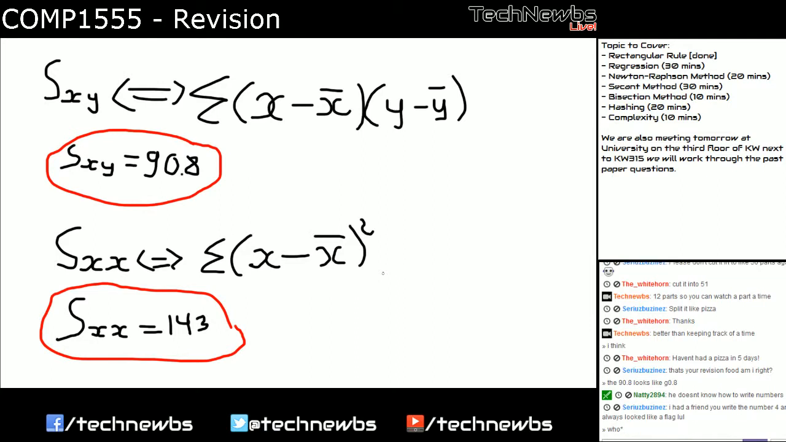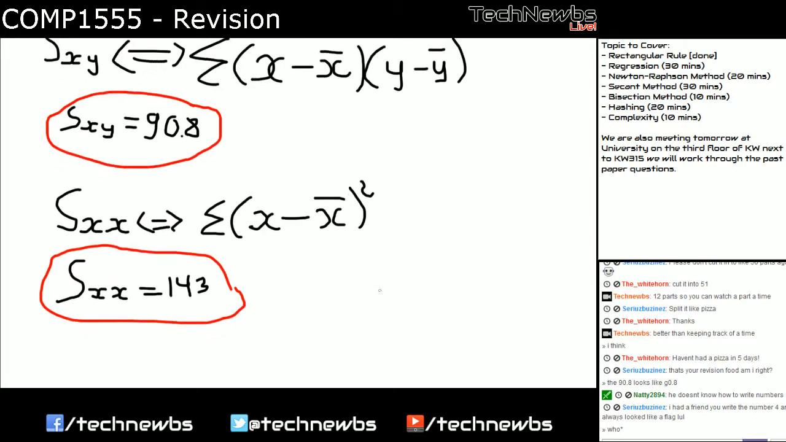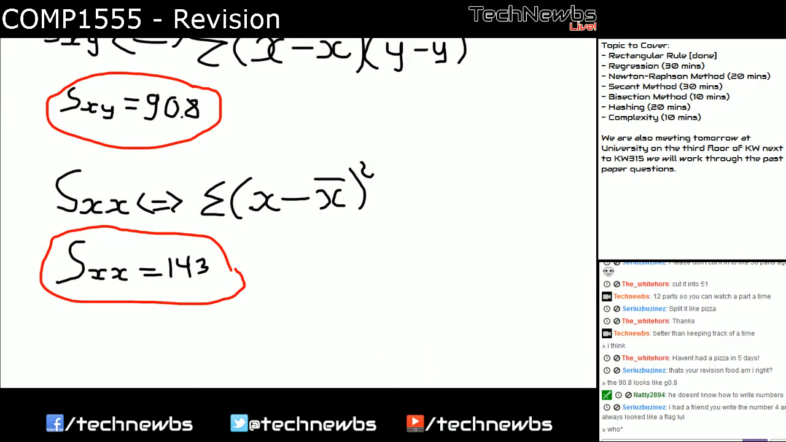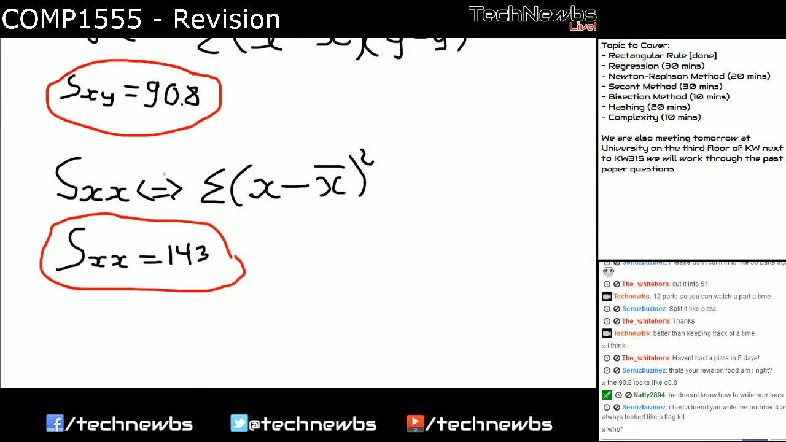How would it look like a flag? I was just reading the chat.